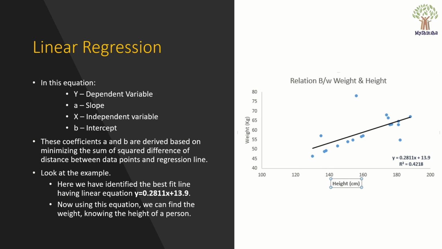The equation will be y is equal to ax plus b, where y is the dependent variable, a is the slope, which is nothing but the weight we generally call it, x is the independent variable, and b is the intercept. These coefficients a and b are actually derived by minimizing the sum of squared differences of the distance between data points and the regression line.